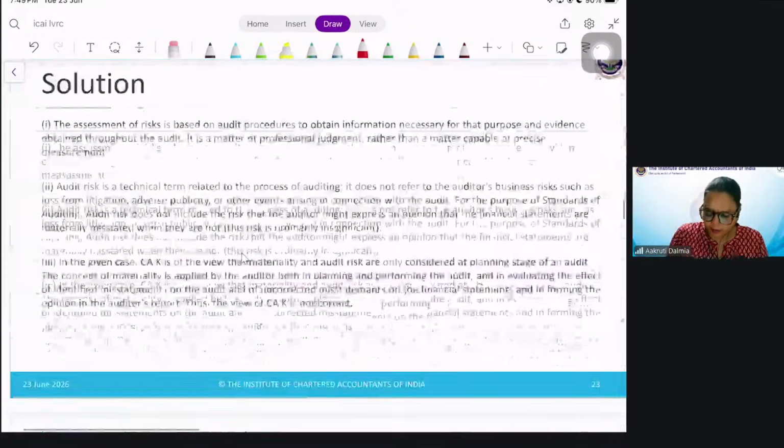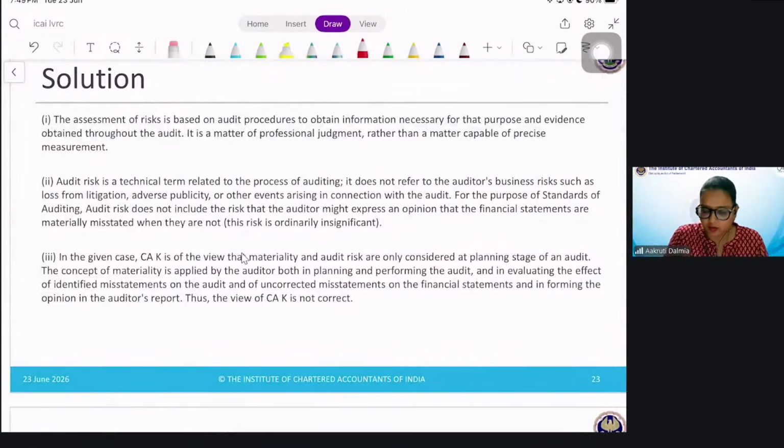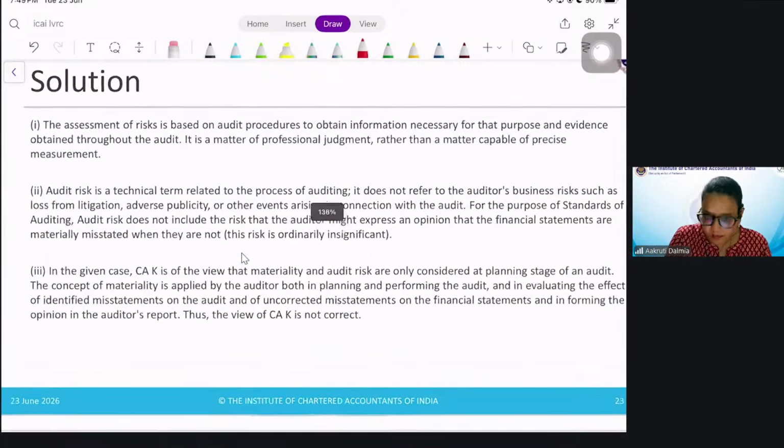Okay, so if you see this, the answer is given very structurally. Very good, Krish. So that is audit risk, what Krish has said. Risk of giving a modified opinion when financial statements are not materially misstated. That is the risk that is not included. The risk that is included is the risk of giving a non-modified opinion when the opinion should have been modified.